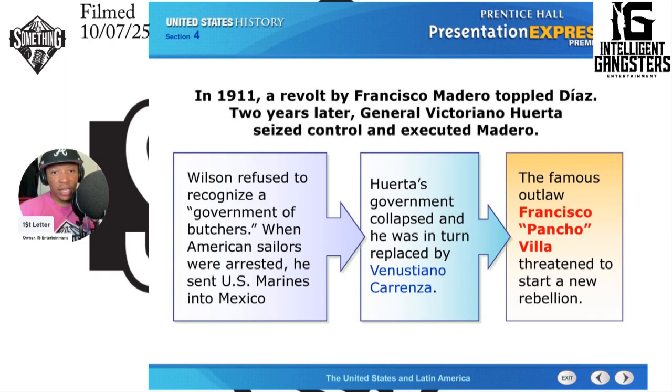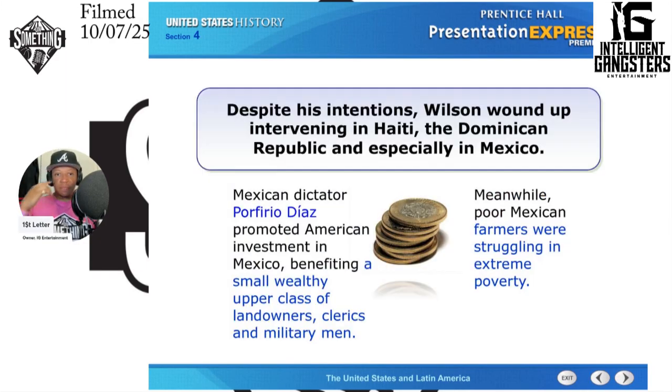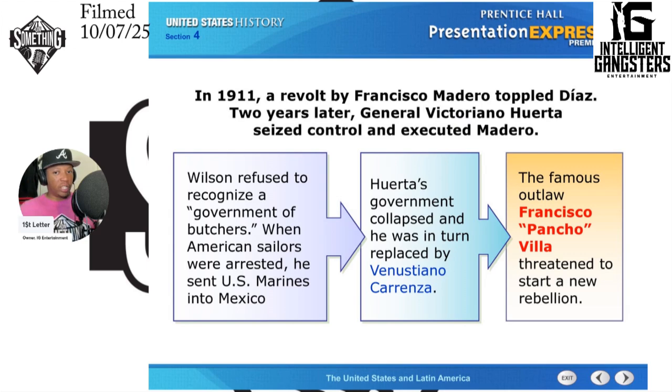Now, look, basically, to sum all this up. Okay, let's go back. So you had Diaz up there basically doing the U.S. bidding, okay, promoting American investment in Mexico. Diaz and his rich partners, the small wealthy upper class, they're getting money. Meanwhile, most of the other Mexicans are poor. So what did they do? They revolted against him. So that led to Madero running things. You know what I'm talking about? But then Huerta took Madero out. So Wilson's looking bad. We don't have the person we work with down there.